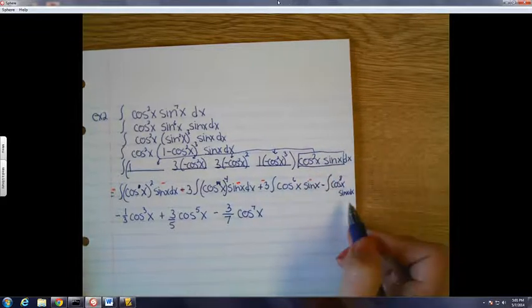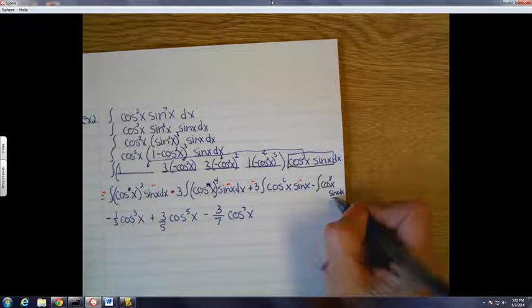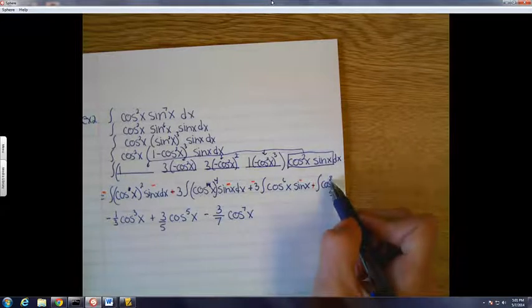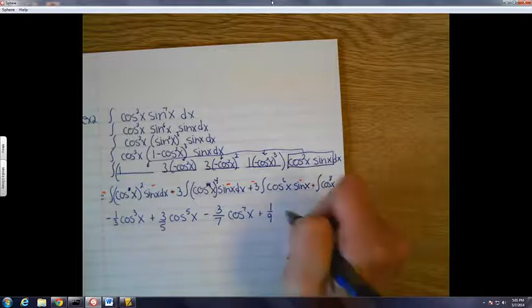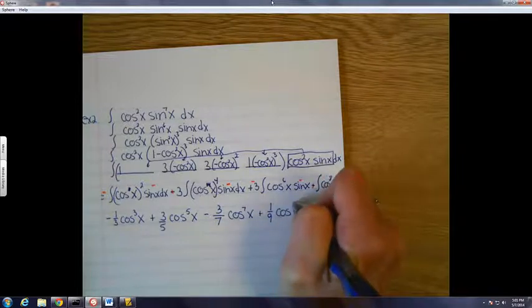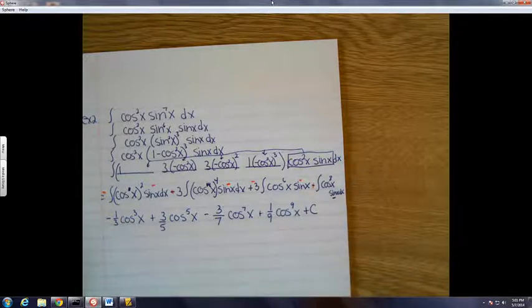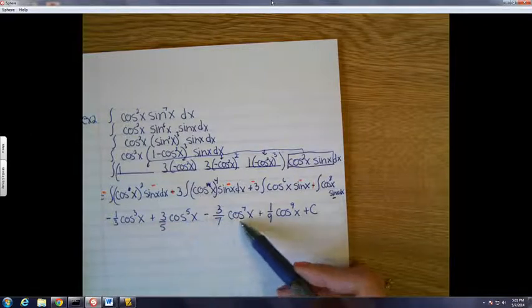And the last one, I still need the negative, which makes this a positive. Adding 1, I'm going to have a 9, so I need a plus 1/9 cosine to the 9th x plus c. Let me check. Negative 1/3 plus 3/5 minus 3/7 plus 1/9. Okay, good.